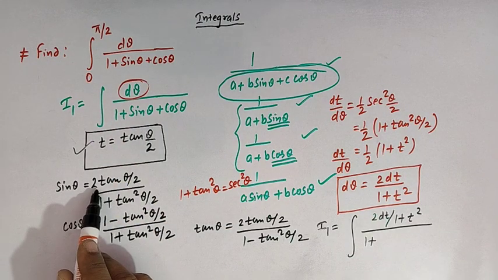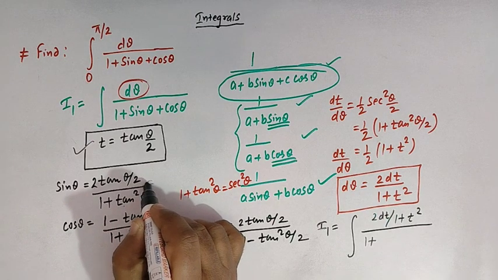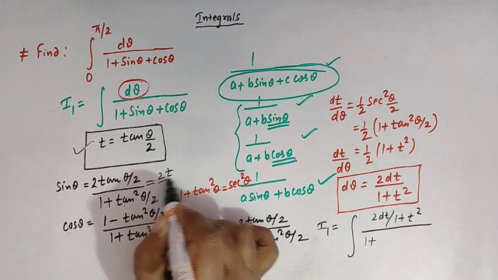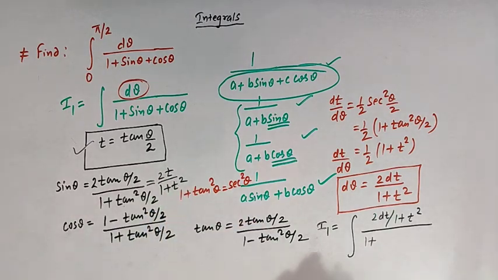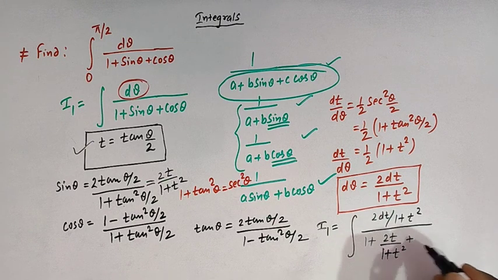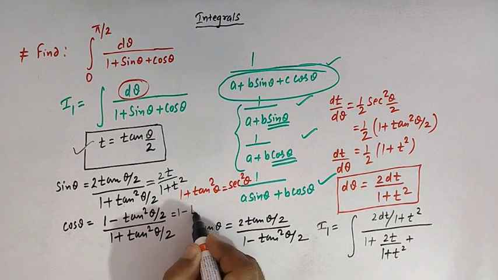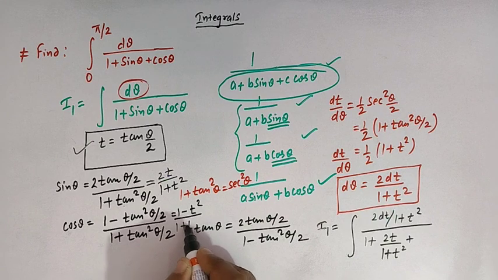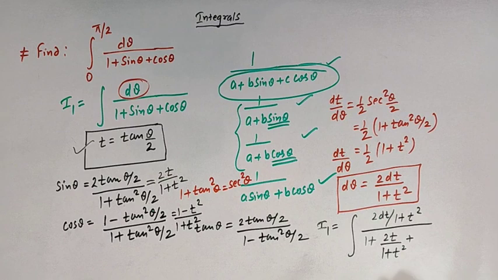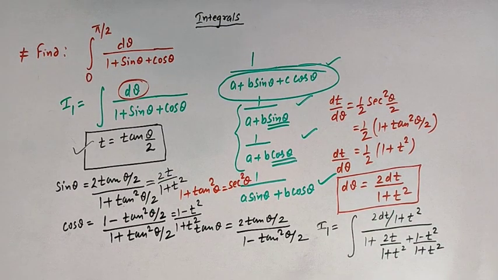Now see, sine theta is 2 tan theta over 2 divided by 1 plus tan square theta by 2. So here if we take tan theta over 2 as t, we have 2t over 1 plus t square, and here we have cos theta. Cos theta can be written as 1 minus t square over 1 plus t square, because tan theta over 2 is t. So now we have here 1 minus t square over 1 plus t square.